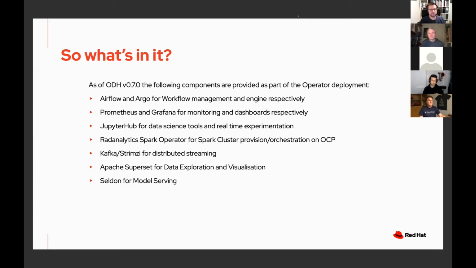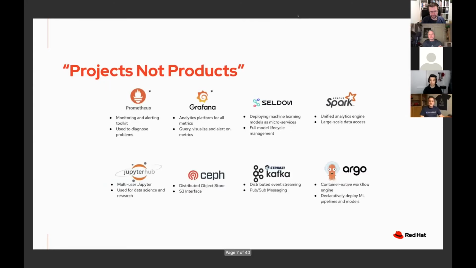There's Kafka Strimzi for distributed streaming within the data science experimentation you're doing. There's Apache Superset for data exploration and visualization. Basically, that's very similar to the old phpMyAdmin kind of thing you got with MySQL. It allows you to put various types of data sets in there, things like Ceph buckets, databases, files, and produces some very funky visualization based on those things. And it's got Seldon for model serving. I'll go into Seldon a little bit later when we get to the demonstrations.